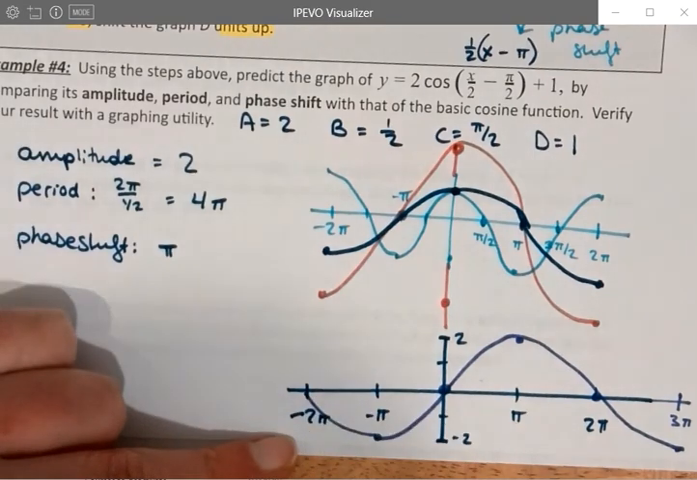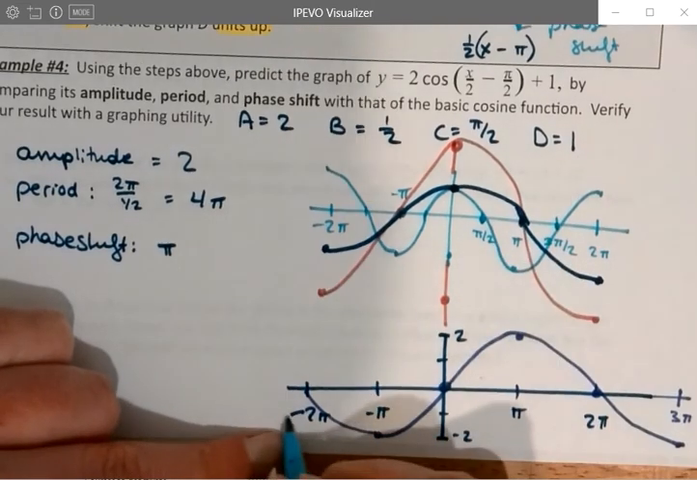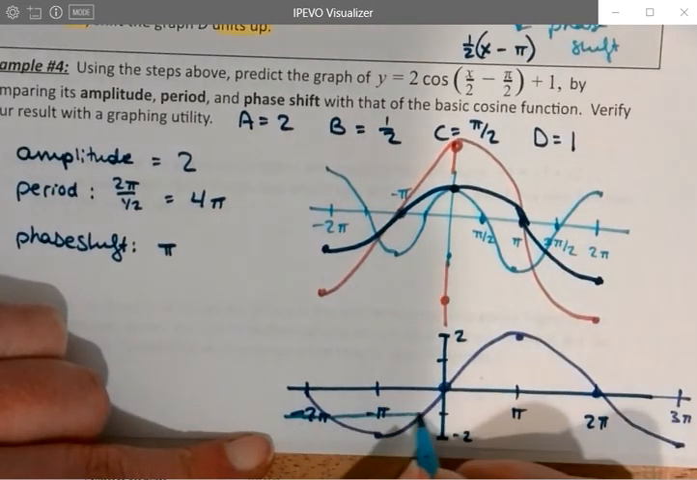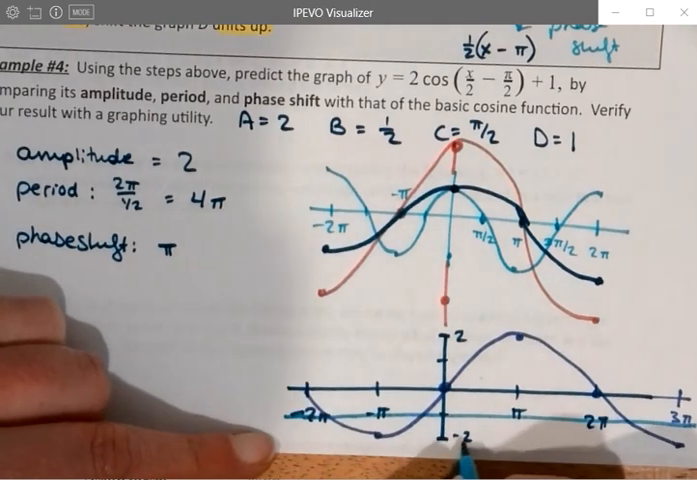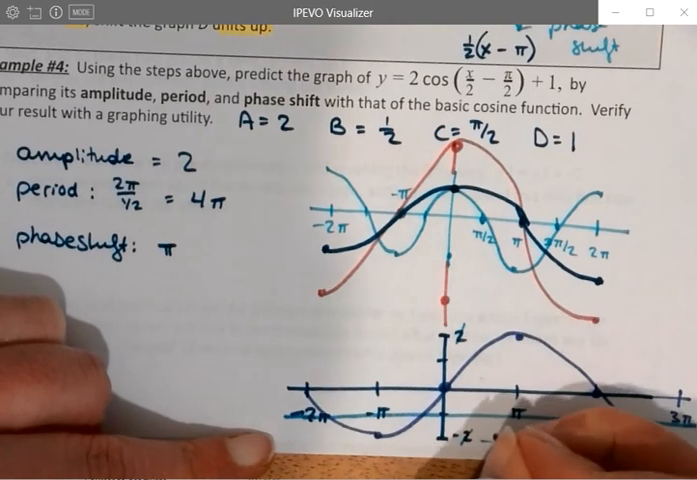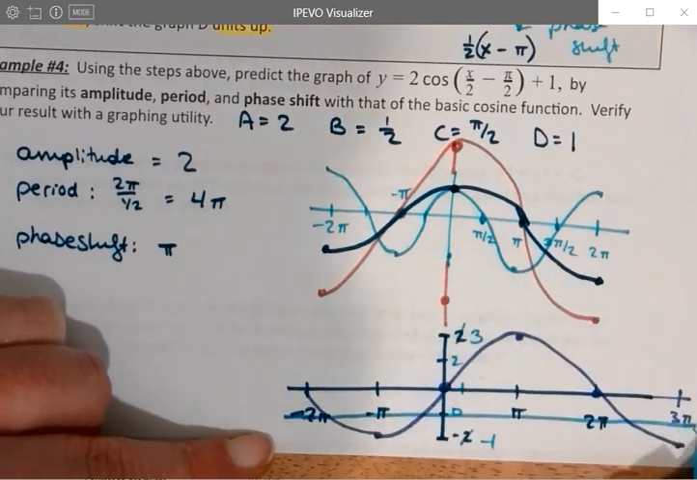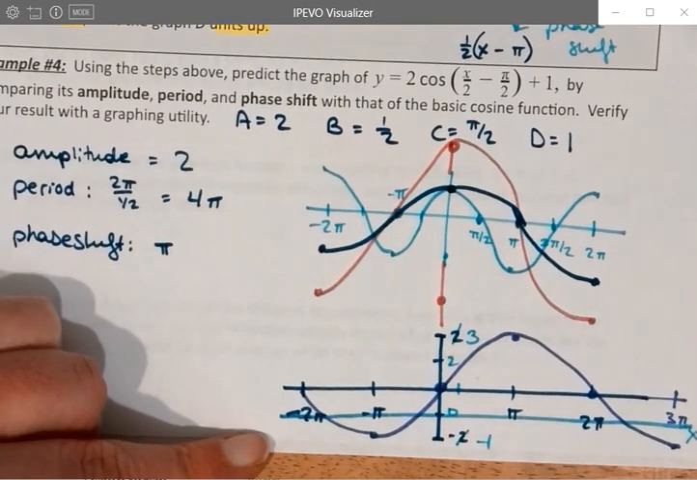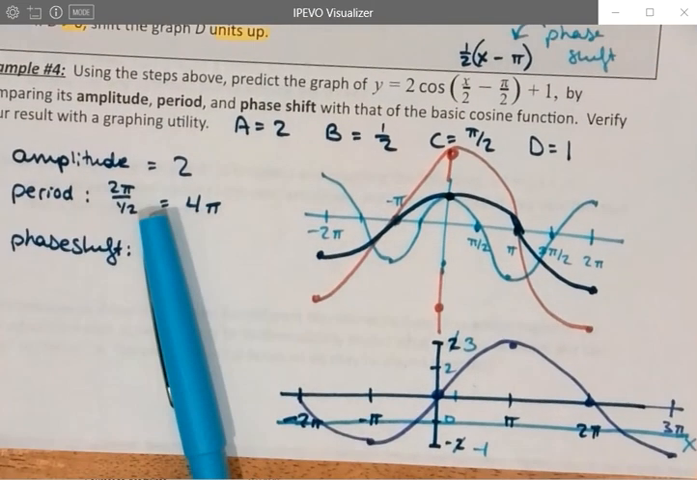All right, and then finally we have a vertical shift of 1. So what that's going to do is drop our x-axis down to here. And so we're now changing our labels to -1, 0, 1, 2, 3. And this is now our x-axis. So it's no longer symmetric around the x-axis, it's symmetric around y equals 1. And that's what our picture looks like. Let's see if we did a good job.